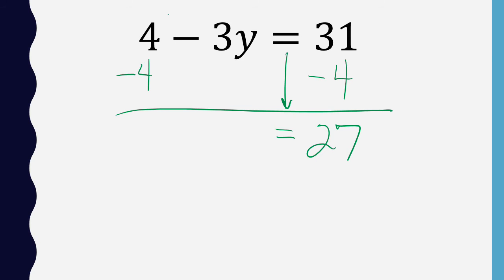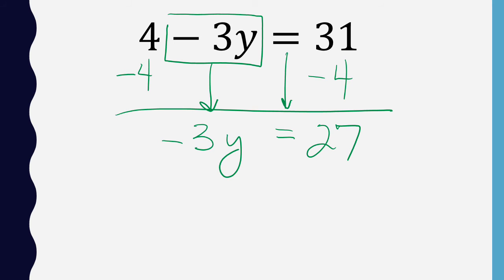And now what we have to do is bring down negative 3y. And you might say, why do you bring down negative 3y? Because for the rules of subtraction, when we add the opposites, this is actually negative 3y, so that's why we're bringing that negative 3y down. So there is step number 1. Now this is going to make step number 2 a little bit easier for you.